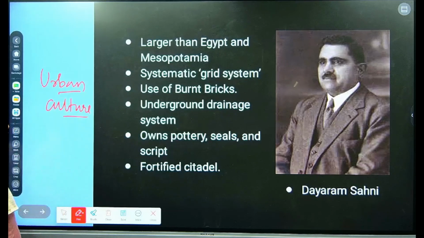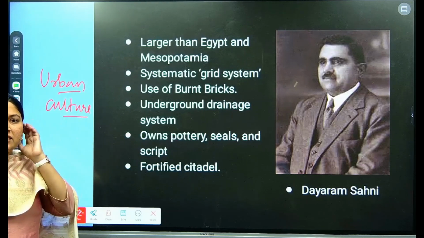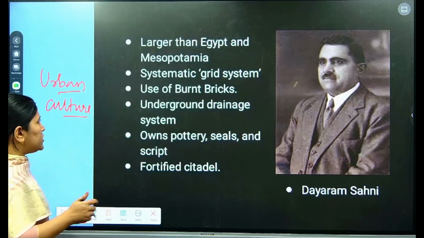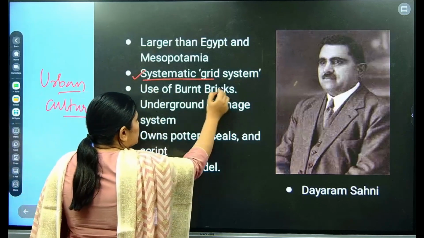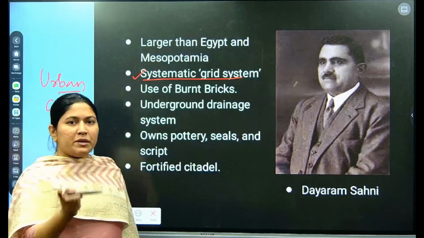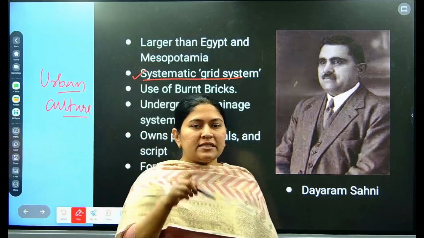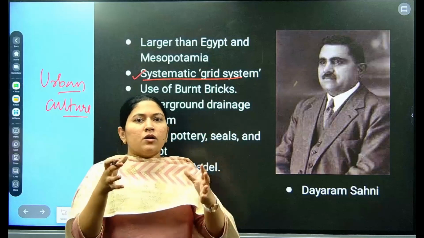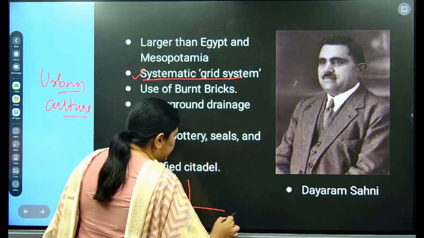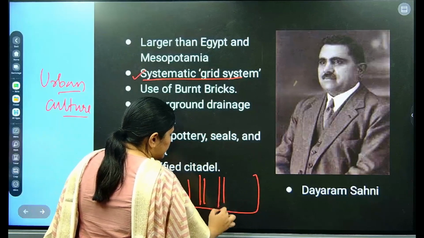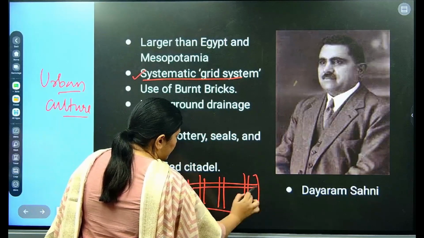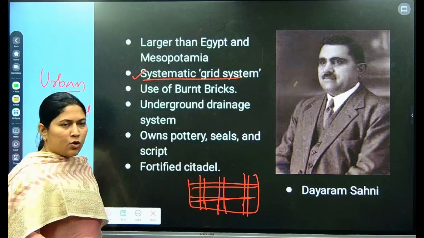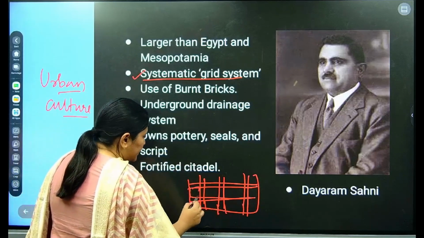He found that this urban culture consisted of pure urban planning, and this urban planning consisted of a systematic grid system. Now, what is meant by a grid system? A grid system is a system where the houses are placed in a very orderly, squared manner. Like what you see in a present-day row house colony. In today's row house colony, you have such kind of arrangement.